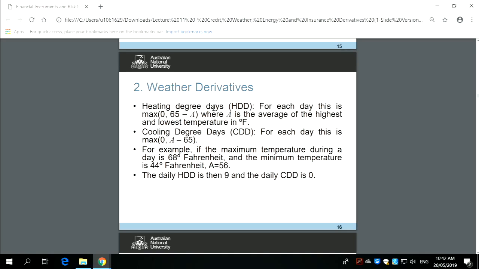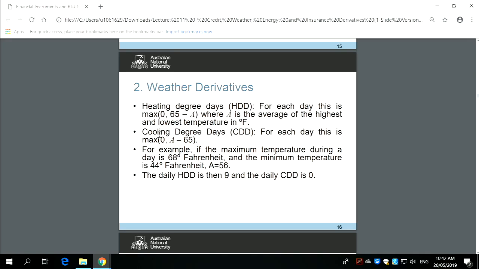Now, what if the average degree turns out to be something like 75? So 65 minus 75, that's minus 10, right? Then you don't get any payoff, because the payoff function is written as the higher value between 0 and this. If this is a negative value, then your payoff is 0, because nobody is going to use their heater, so you don't get a payoff. That's why I said the weather derivative works like an option contract.